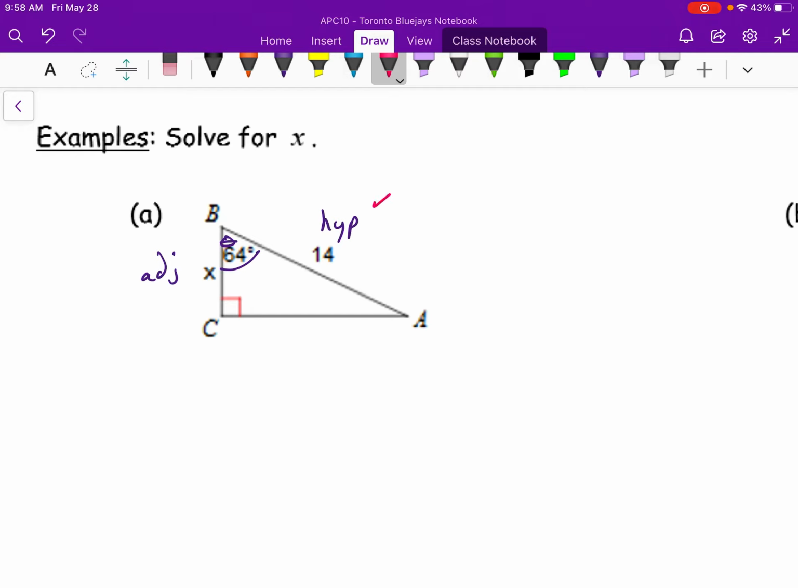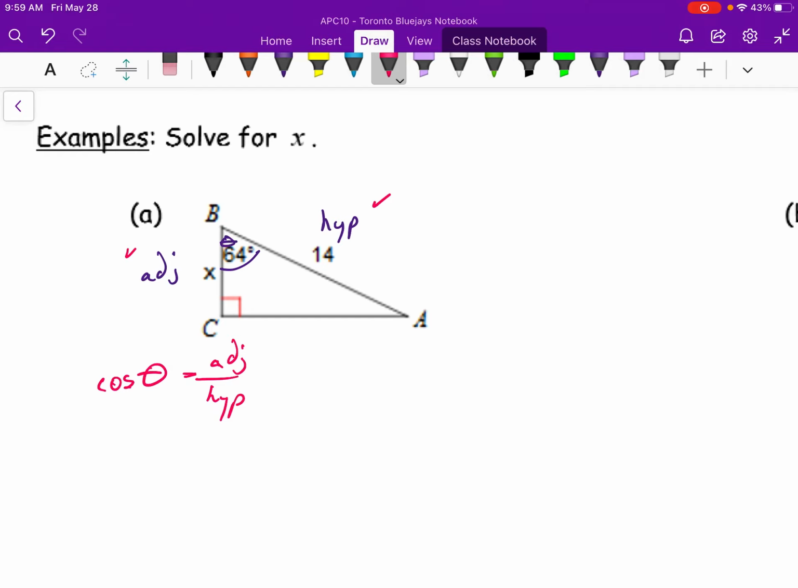So given this, I'm going to ask myself, in the three basic trigonometric ratios, what ratio has adjacent and hypotenuse? And that is going to be the cosine ratio. So I'm simply going to write down my ratio.